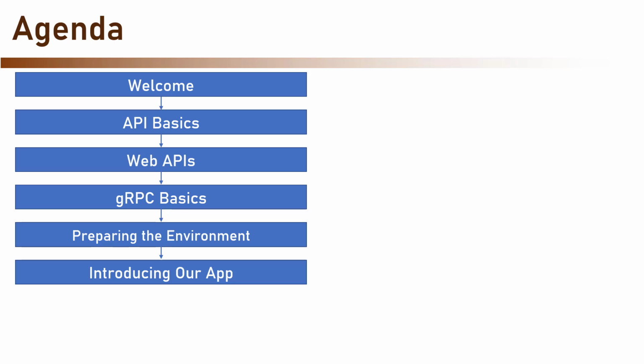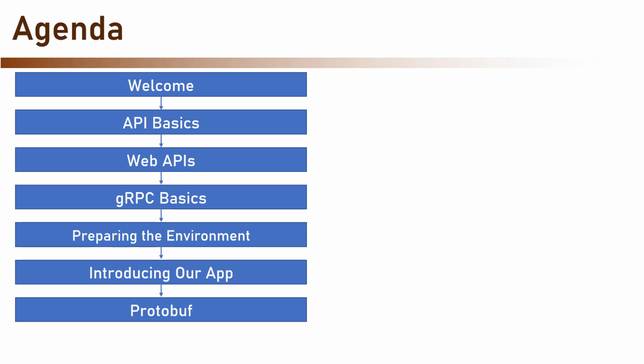After that, we will get introduced to our app, which is the chat system we are going to develop throughout this course. We will understand its various components and design its implementation. The next section in the course is dedicated to protobuf, which is the message format used by gRPC. Protobuf is a great messaging protocol which can be used outside of gRPC, and it's important to understand how it works and when to use it.